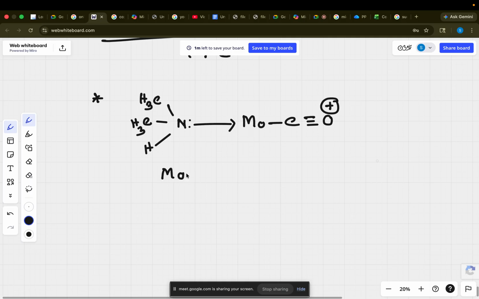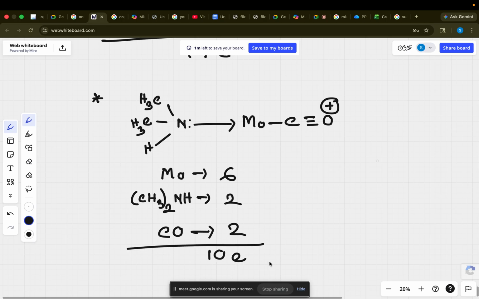Molybdenum has 6 electrons. This ligand, CH3 whole 2 NH, is donating how many electrons? 2 electrons. And CO will donate how many electrons? 2 electrons. So overall how many electrons? 10 electrons. How are you getting 13? Carbonyl is a neutral ligand, it is always donating 2 electrons. This nitrogen is also donating 2 electrons. So 4 electrons are coming from the ligands, and molybdenum has 6 electrons, so in total it has 10 electrons. Done? Yes, sir.